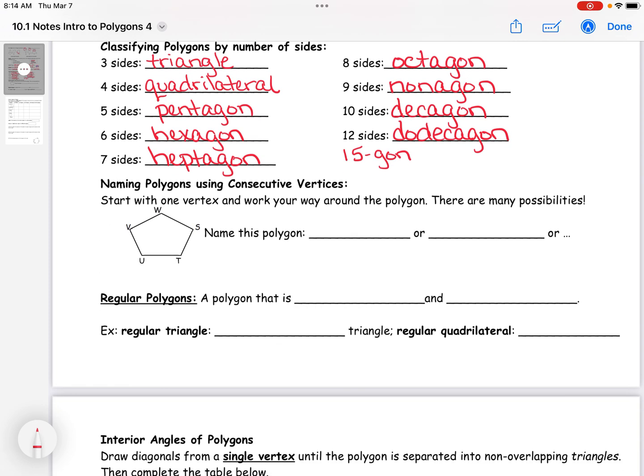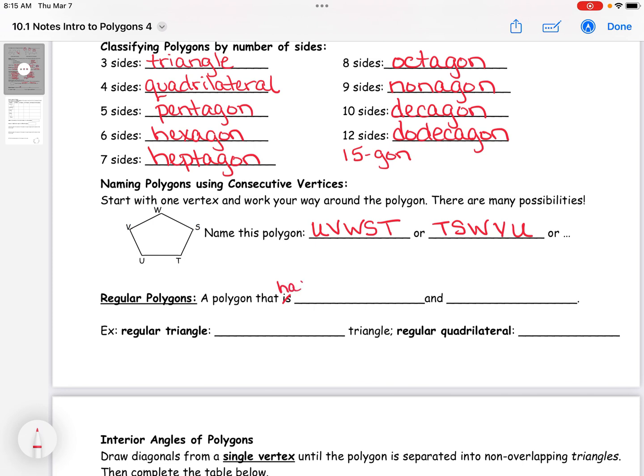Okay, naming polygons. You can start with any letter and work your way around the polygon. So you have to at least go in order, because if someone saw the name, they should be able to redraw the exact polygon you're talking about. So we could do U, V, W, S, T. Or we could go the other way, it doesn't matter. We could do T, S, W, V, U. So it doesn't matter what you start with, and it doesn't matter which way you go around the polygon as long as you put the letters in order that they come consecutively around the polygon.